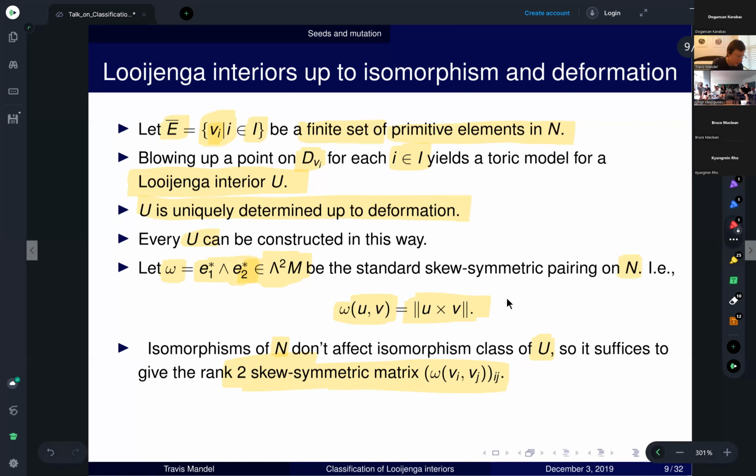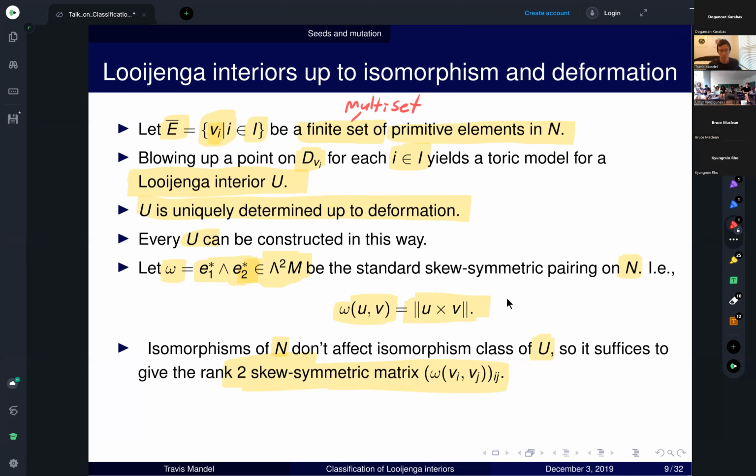But then I think if you want to record that data in the skew-symmetric matrix, wouldn't it be better to say not primitive elements? Yes, that is another way you could do it. Instead of a multi-set, by that I just mean you can take the same v_i multiple times, and that allows you to blow up the same point on the same boundary divisor multiple times. But right, you could instead just choose a non-primitive element. So instead of choosing k copies of some v_i, you could choose something of index k in that v_i direction. And you could do that too.